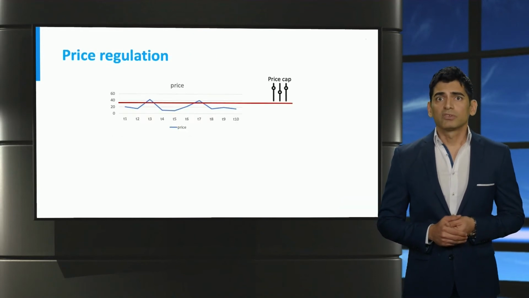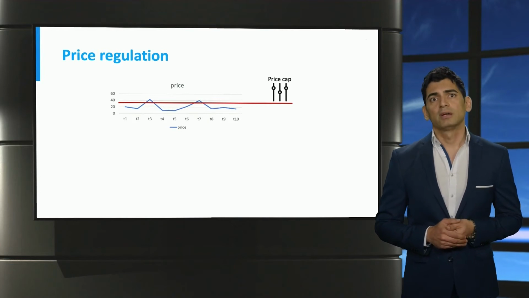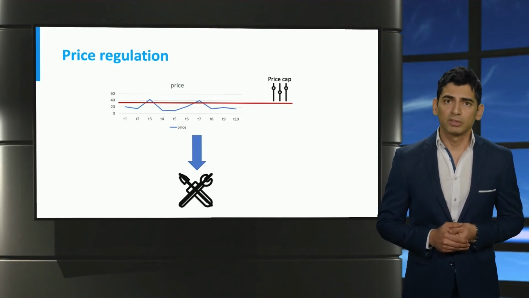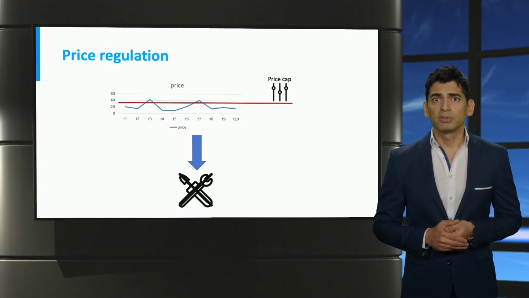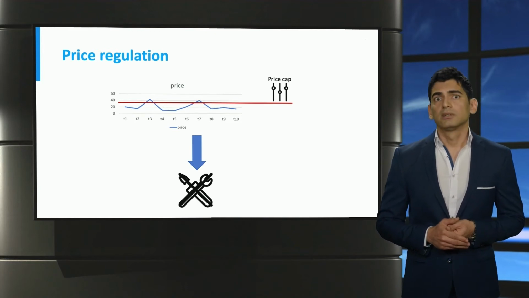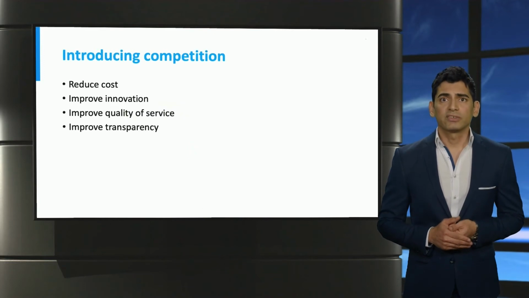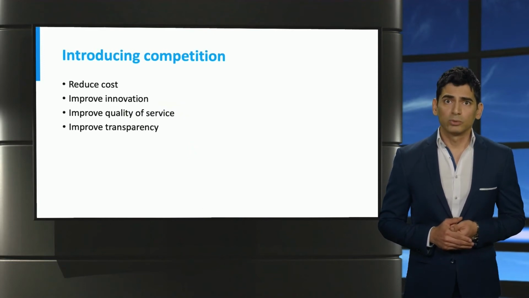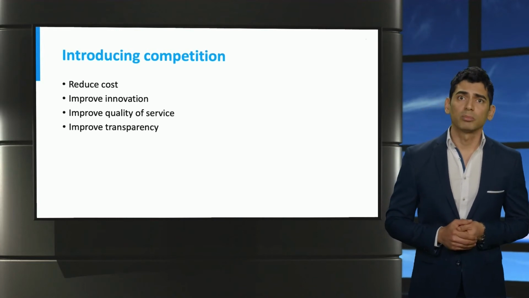The first attempt was to regulate prices, such as price caps. This didn't help much, as monopolies started to lower the quality of their service even further to compensate for the lower prices they could charge their customers. Yet, customers had no other choices. Therefore, legislators came to the conclusion that the solution is introducing competition and unbundling monopolies.